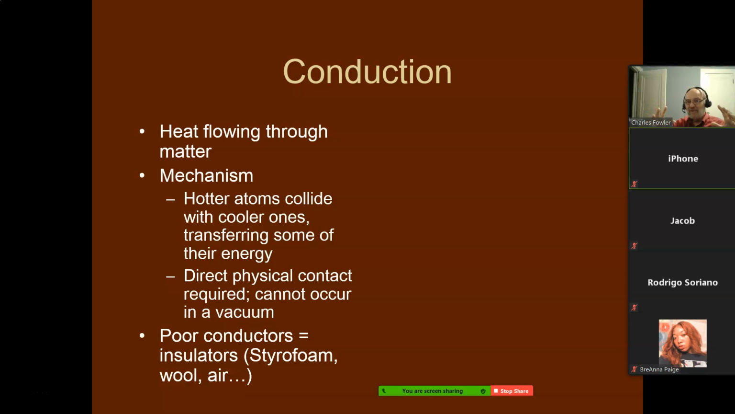Remember we said that when something heats up, the molecules move faster. They have greater kinetic energy, meaning greater velocity. They're moving faster. They collide with more energy. They bump into other ones, giving you more pressure. The hotter atoms collide with the cooler ones, and with those collisions, the heat transfers down the material. Okay? Now, hint, direct physical contact is required. It cannot occur in a vacuum because there are no molecules in a vacuum. Okay.